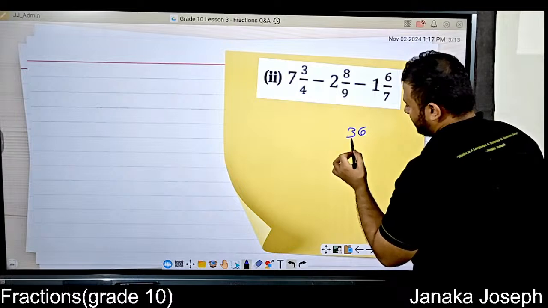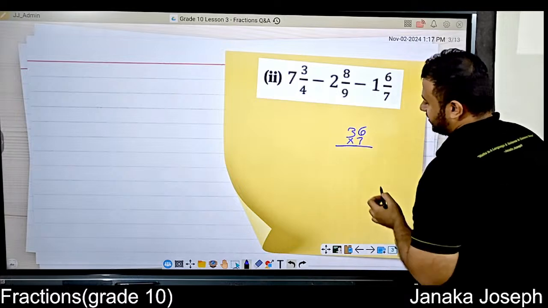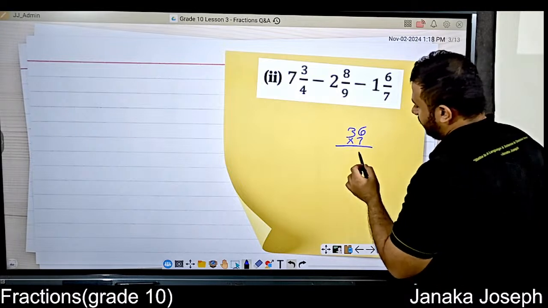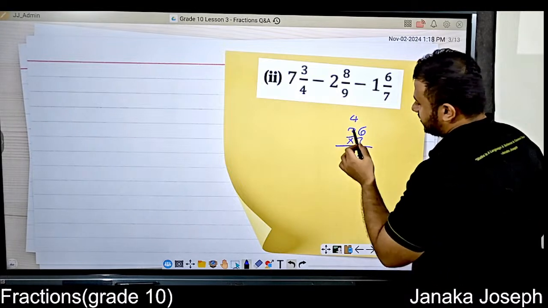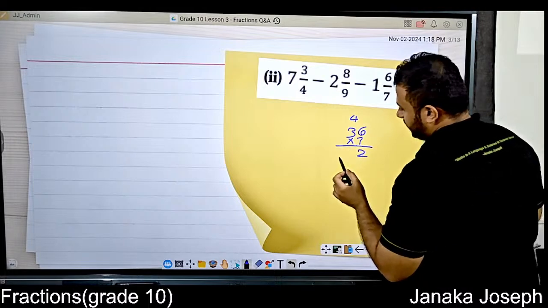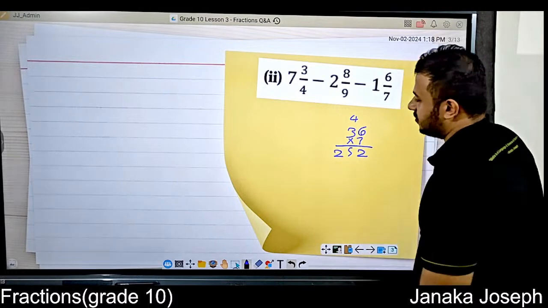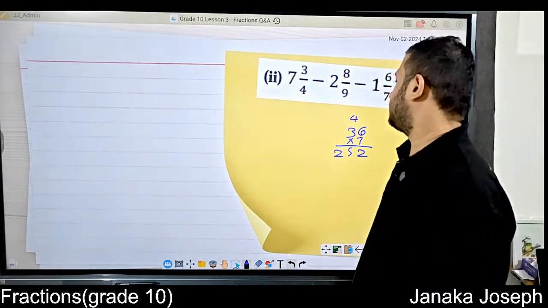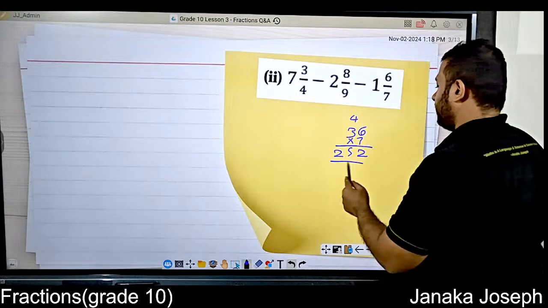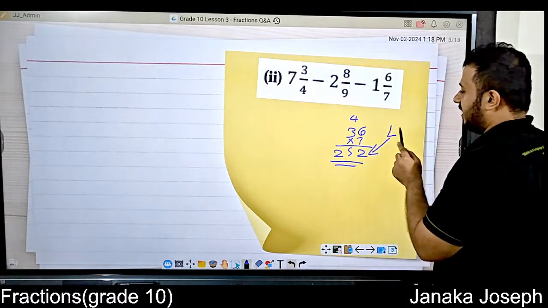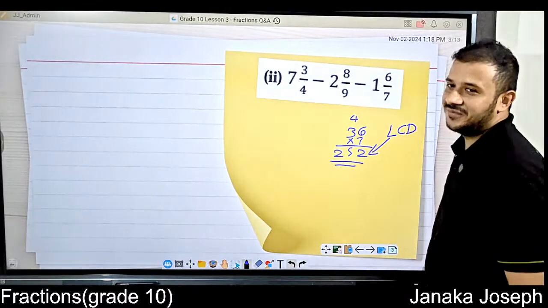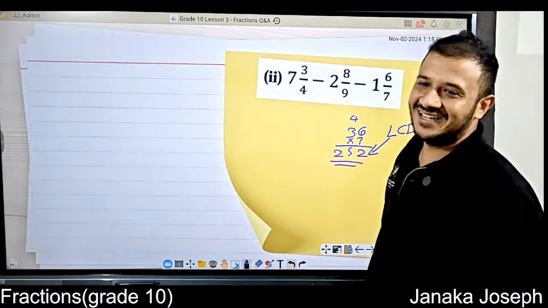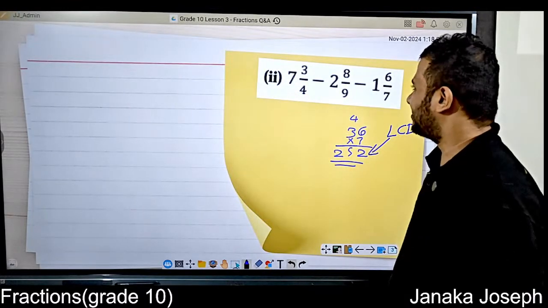So 36 multiplied by 7. How much is that? 7 times 6 is going to be 42. 4 comes here. 7 times 3 is 21, with a 4, 25. 252. The best denominator is 252. So keep that in your mind. That is going to be a what? LCD, lowest common denominator, not the LCD screens, lowest common denominator which we are going to use.